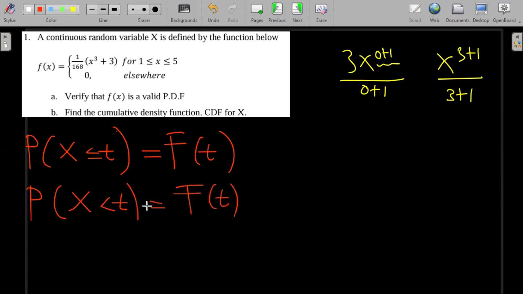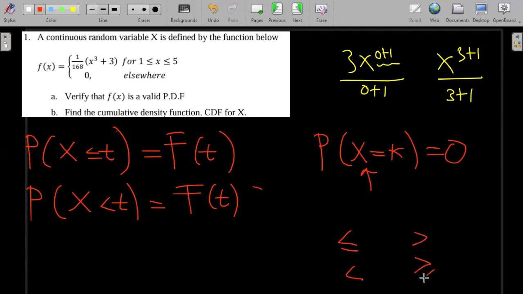Why? Because when you are talking about a continuous random variable, the probability at a certain point is always 0. So if, for example, I have the probability of x equals some number, as long as this x is a continuous random variable, then this probability will be 0. Because we said the continuous random variable is not defined at discrete values. It's only defined on an interval. So at specific points, the probability is always 0. So whether I have less than or equal to, or less than, or greater than or equal to, I always get the same answers under continuous random variables.